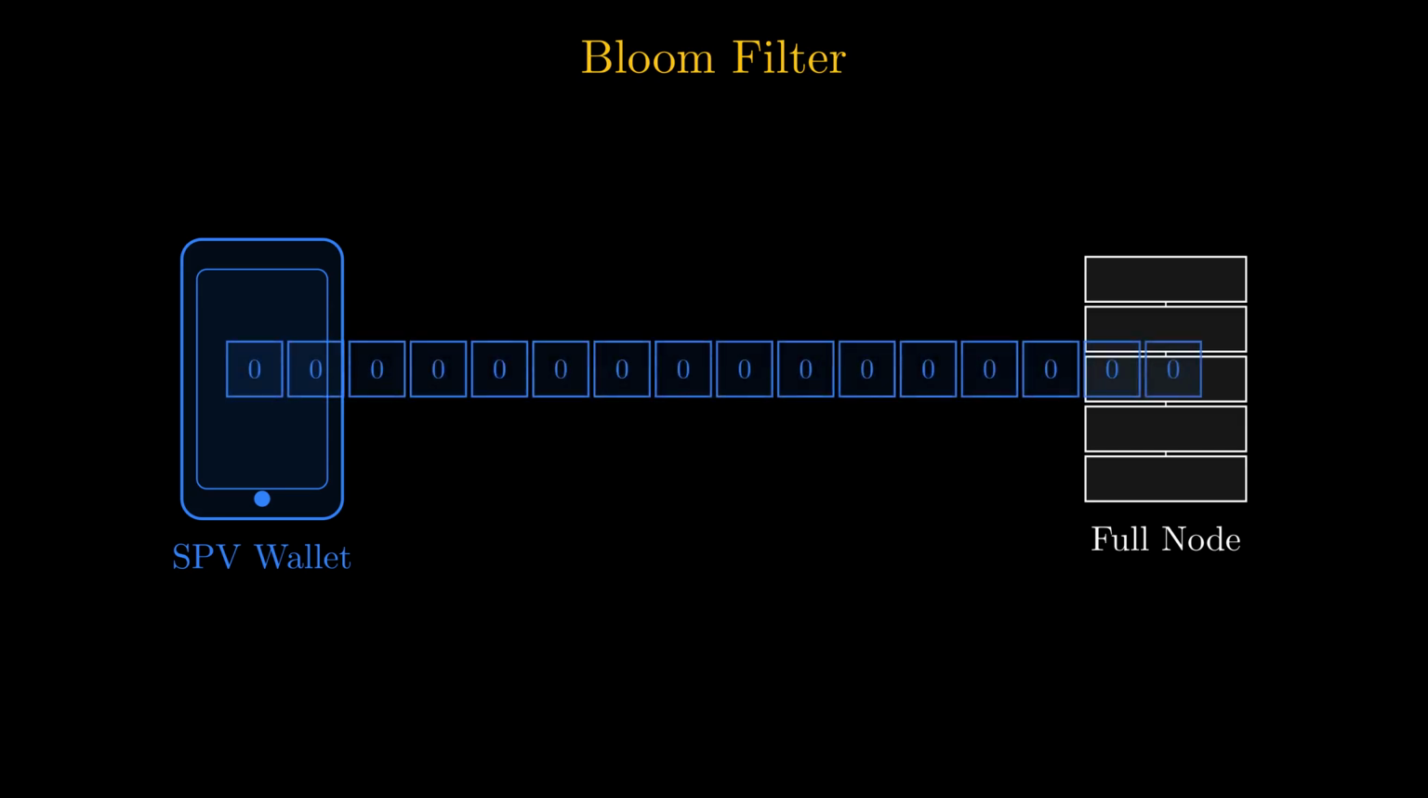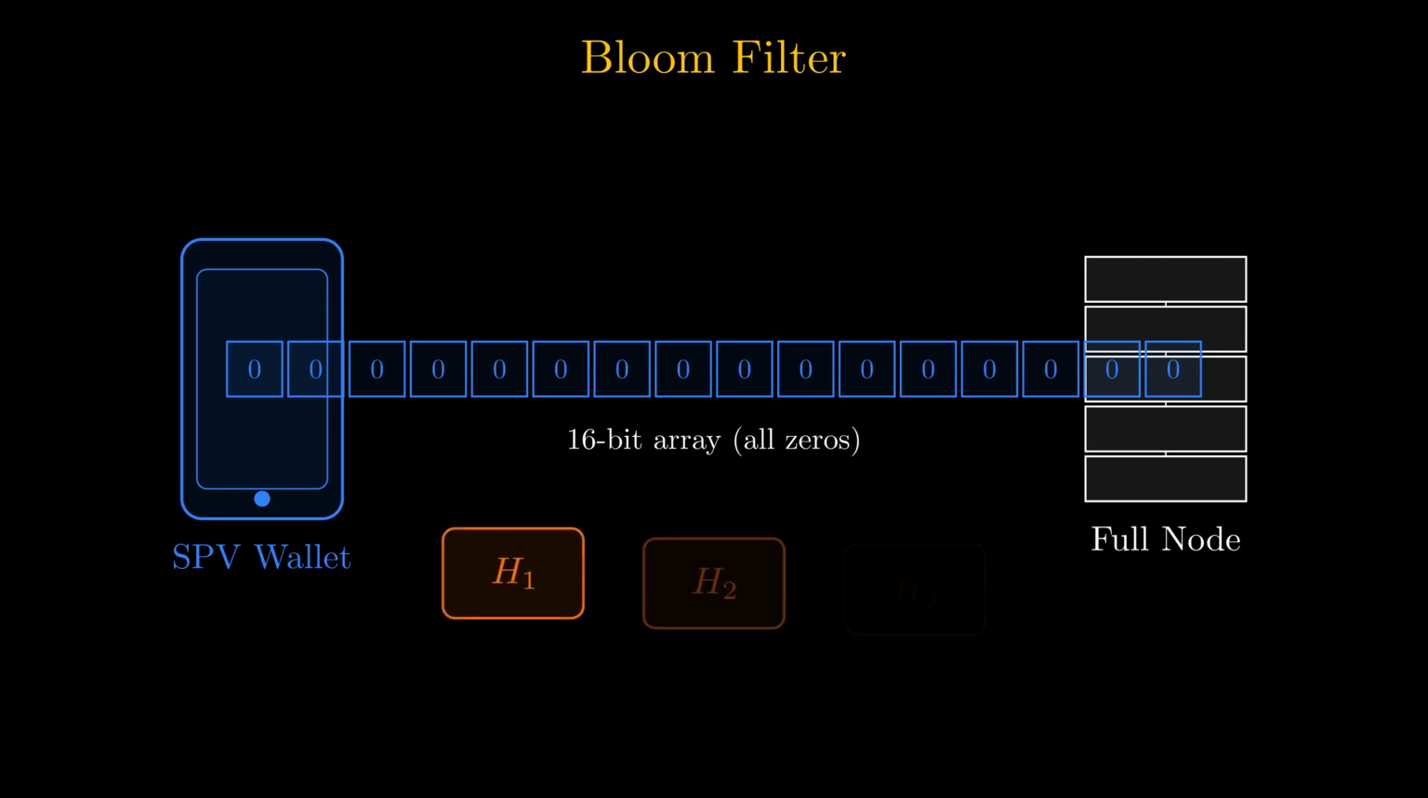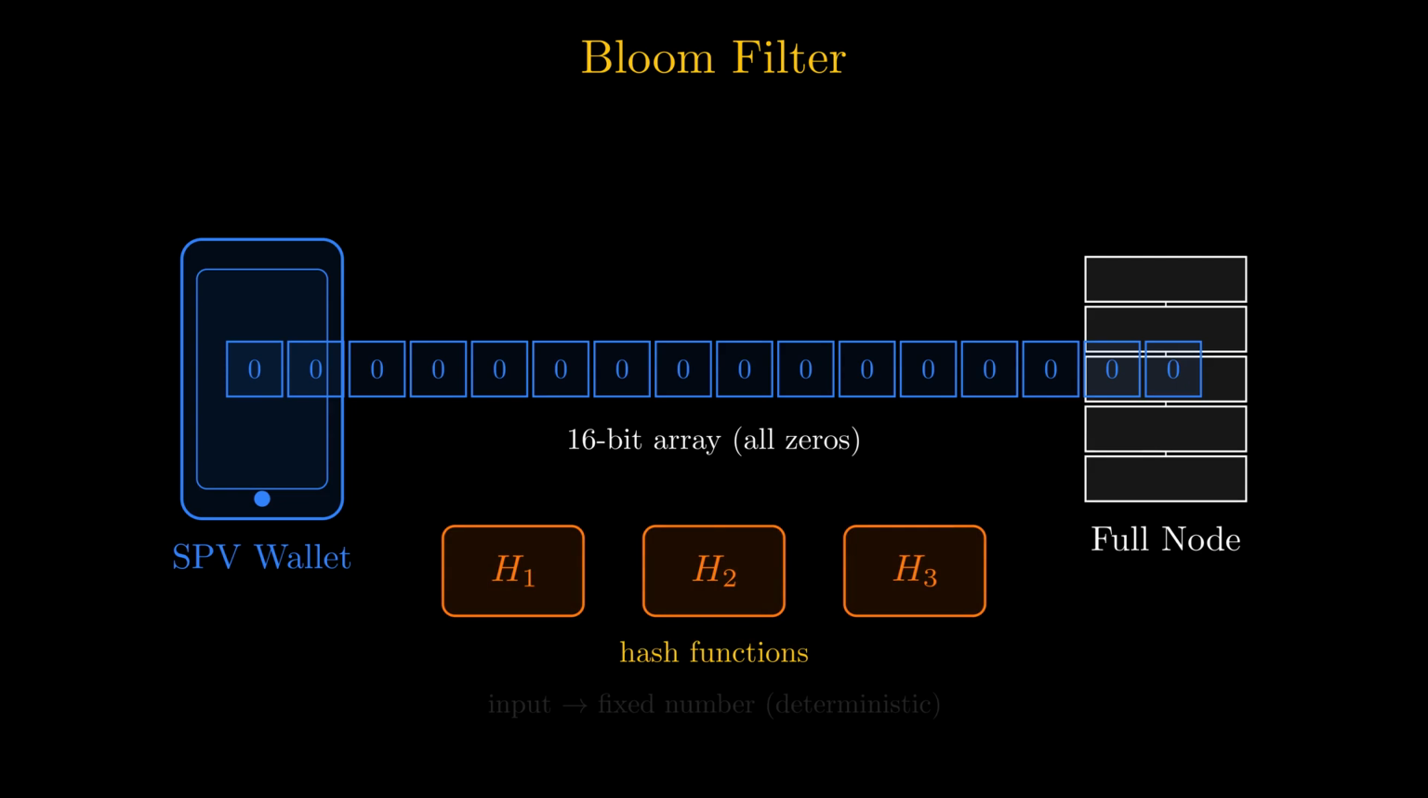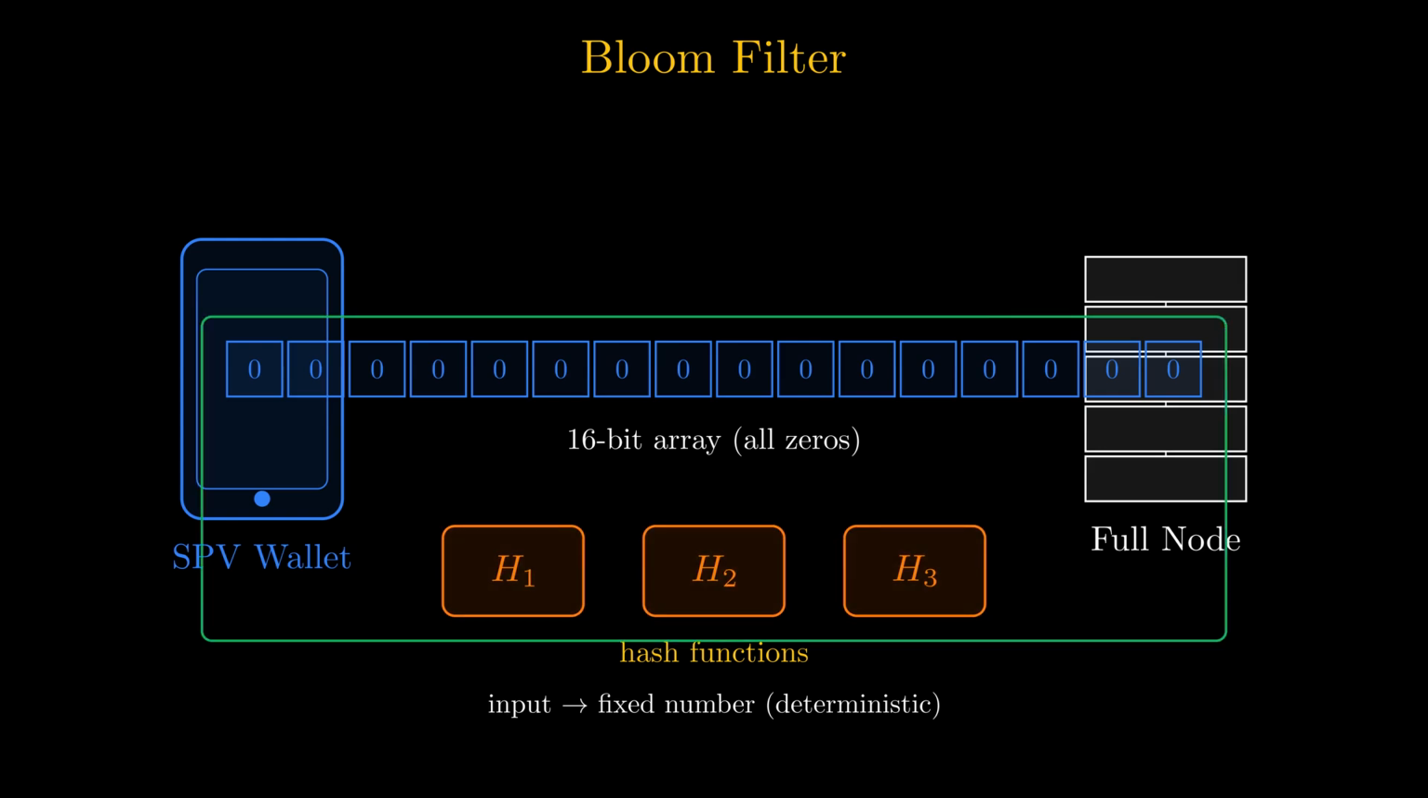Picture an array of 16 bits, all set to 0. Pair it with 3 hash functions, deterministic mappings that turn any input into a fixed number. Together, these let a wallet describe what it wants vaguely enough to hide its intent, while still getting useful answers.